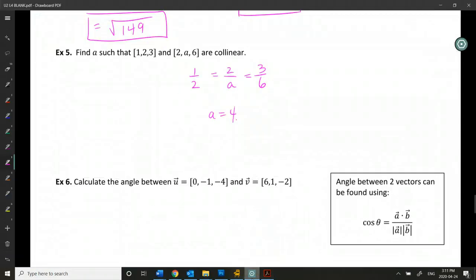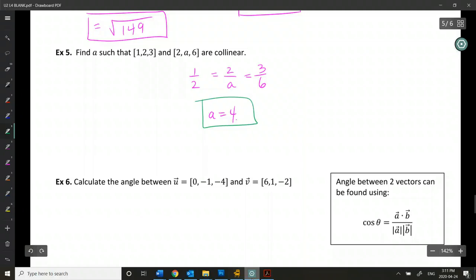Now, if you can't solve for this quite as easily, I would just eliminate one of these, solve for the a, and then plug it back into your equivalent ratios just to make sure that it works properly. So we can see if we plug it back in, that 1/2 does indeed equal 2 over 4, and that is equal to 3 over 6. So we're good.